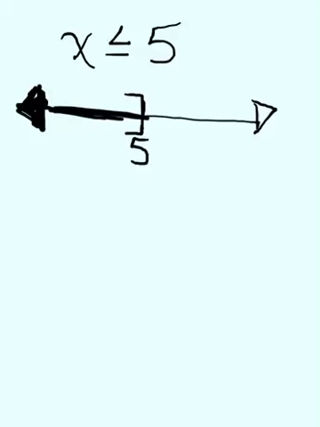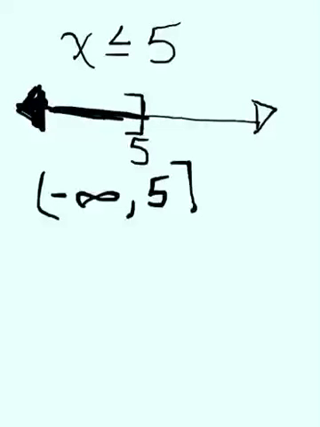How would I write this in interval notation? Bracket 5, comma, infinity. Parenthesis, negative infinity, comma, 5, bracket. Does that make sense? Because you're shading to the left. And remember, the infinity always goes on the side that you shaded towards.